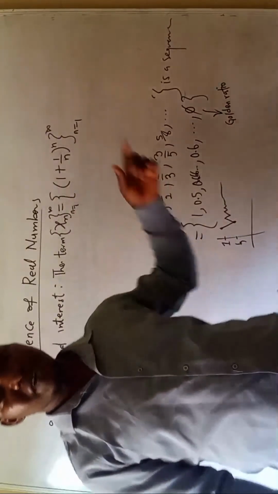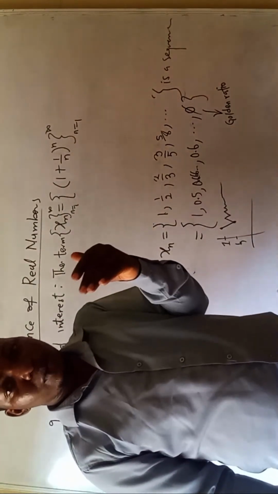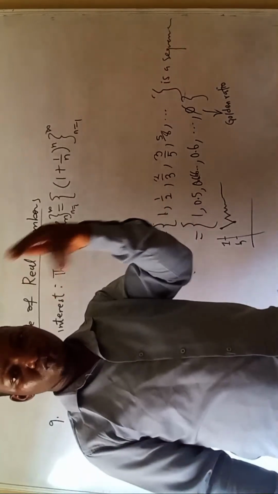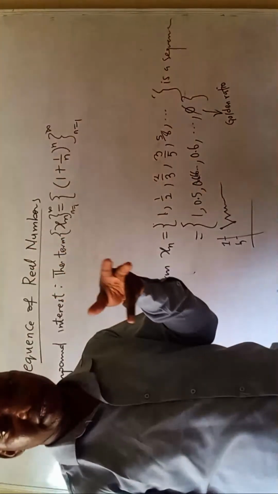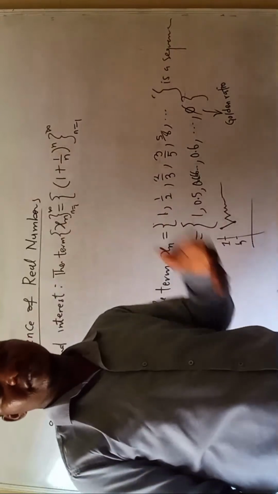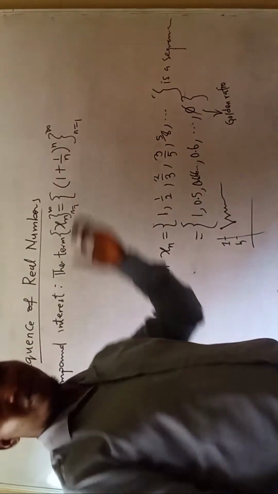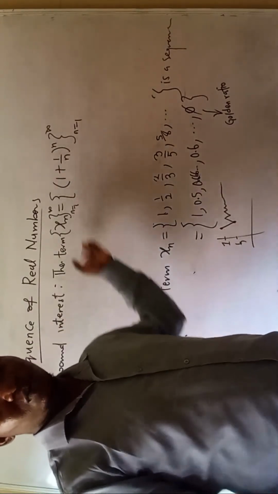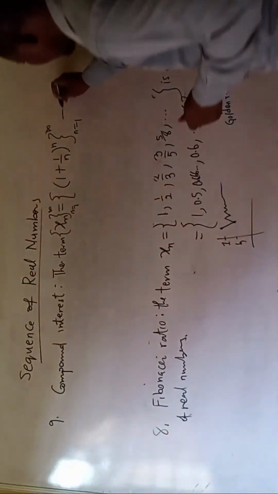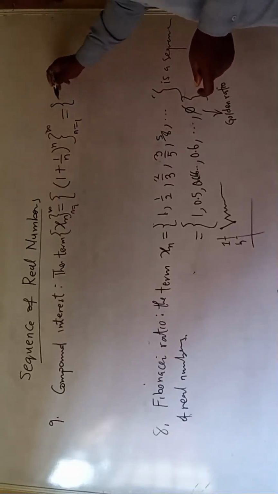If n is 1, it means the interest has been compounded one time. If n is 2, it has been compounded 2 times. If n is 3, it has compounded 3 times. So the more the compounding, the more the interest. Here is just to see the behavior of the sequence that we have taken from the compound interest. So here, if n is 1, the first member of the sequence is 2.